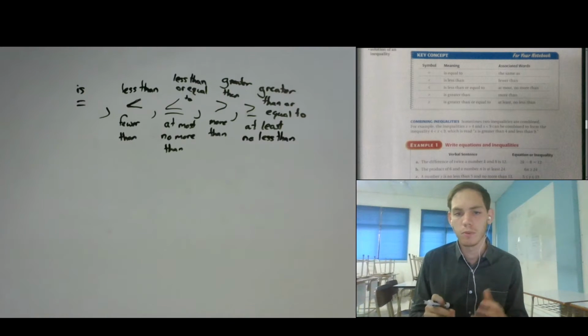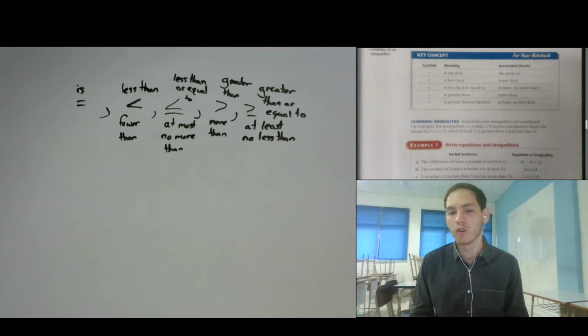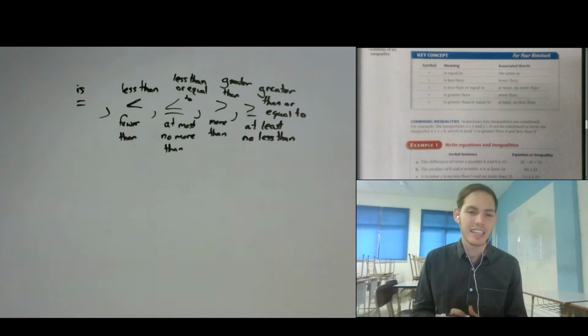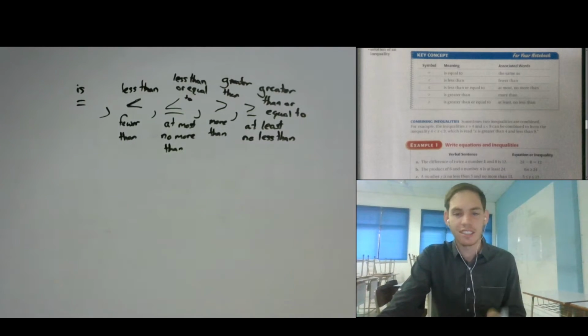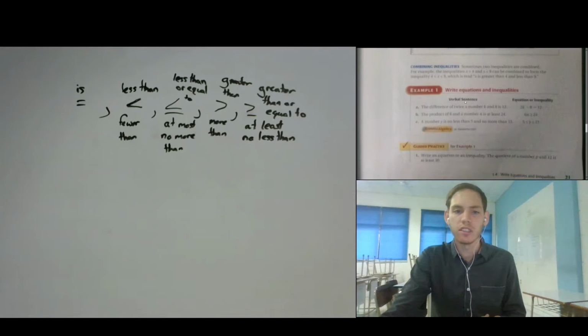Sorry. Before we look at some more. Sometimes two inequalities are combined. For example, x is greater than 4 and x is less than 9. Now when it's combined, it becomes one sentence. For example, x is greater than 4 and less than 9, which is one combined sentence, okay? This will be crucial in chapters 6 and 7, but we will come back to inequalities later.